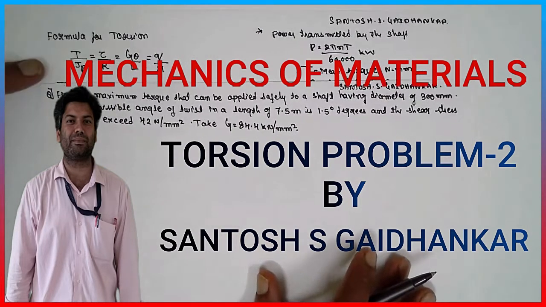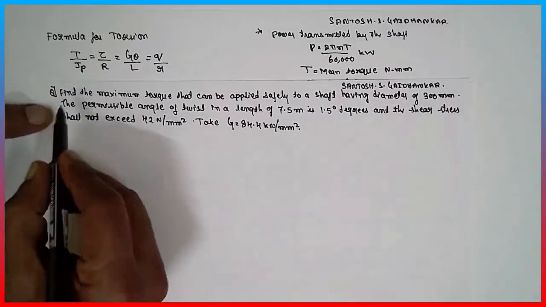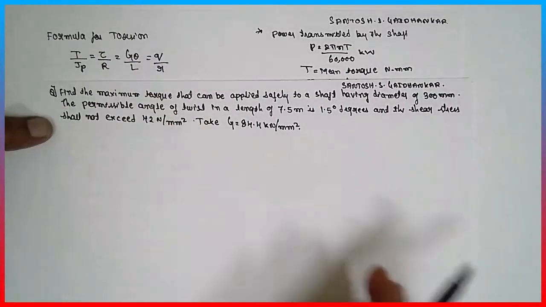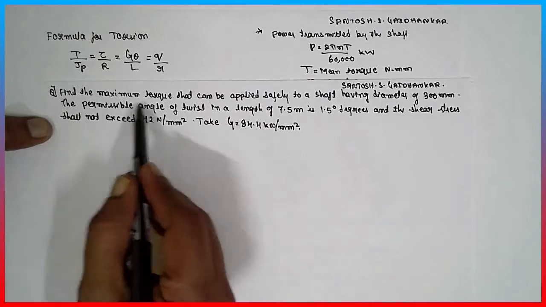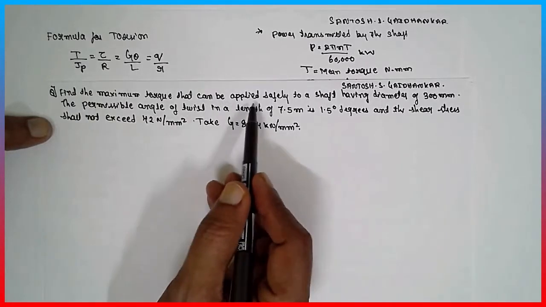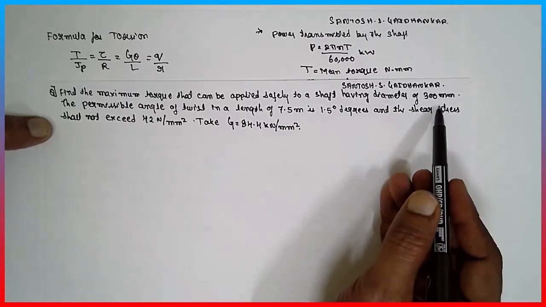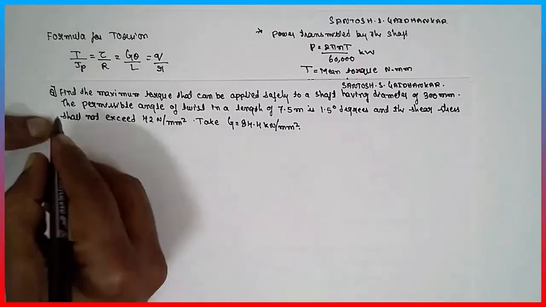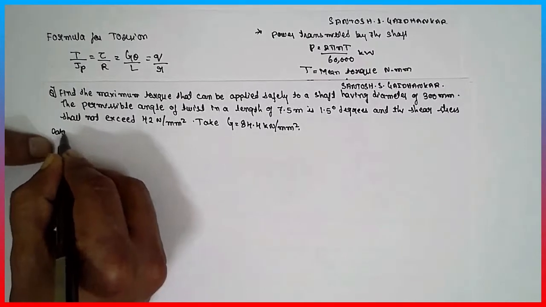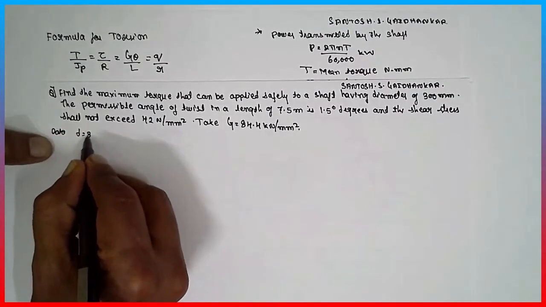This is the second problem I am solving. This is the formula for the torsion. Find the maximum torque that can be applied safely to a shaft having a diameter of 300 mm. Diameter is given, data: diameter 300 mm.